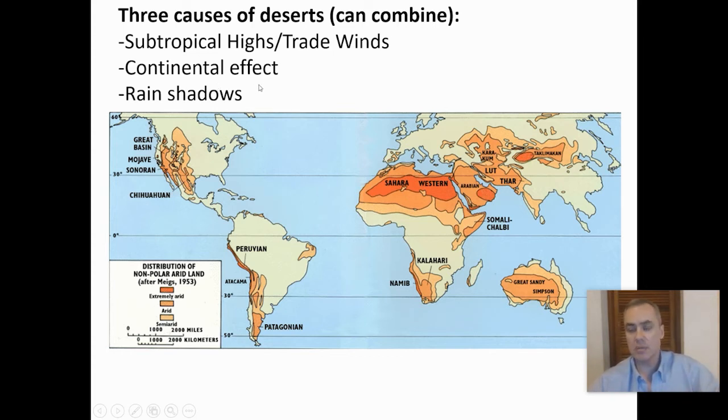So these things can combine. You can have one place that has a continental effect and is in a rain shadow, or has trade wind desert and also has the continental effect. Any of these can apply, one or all three.